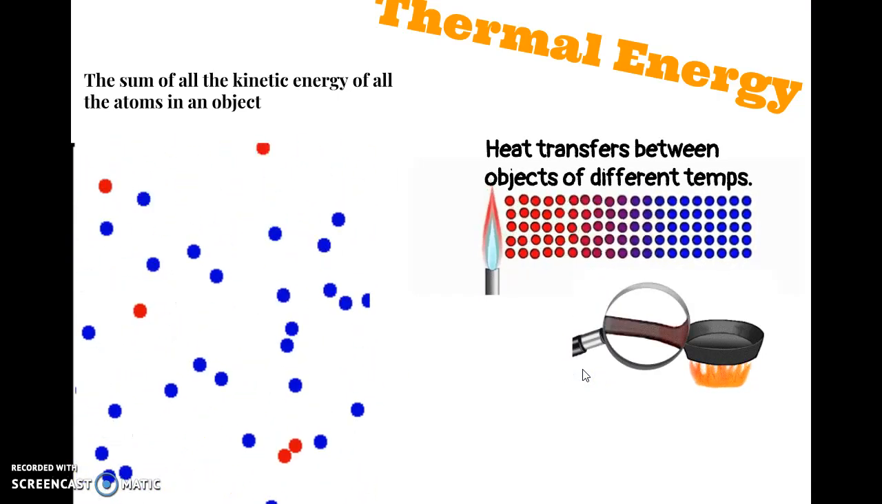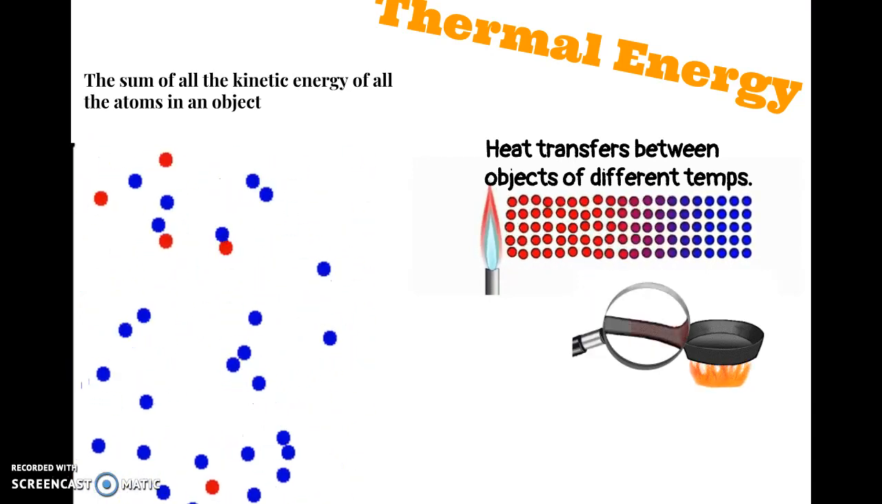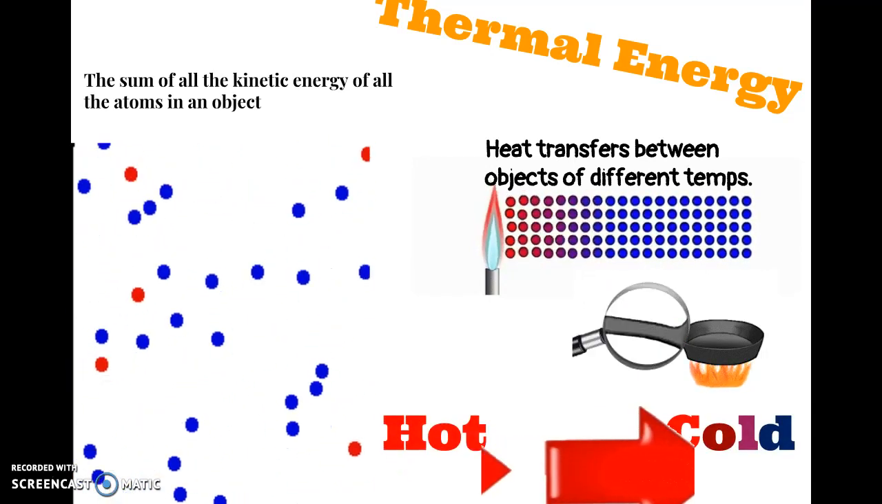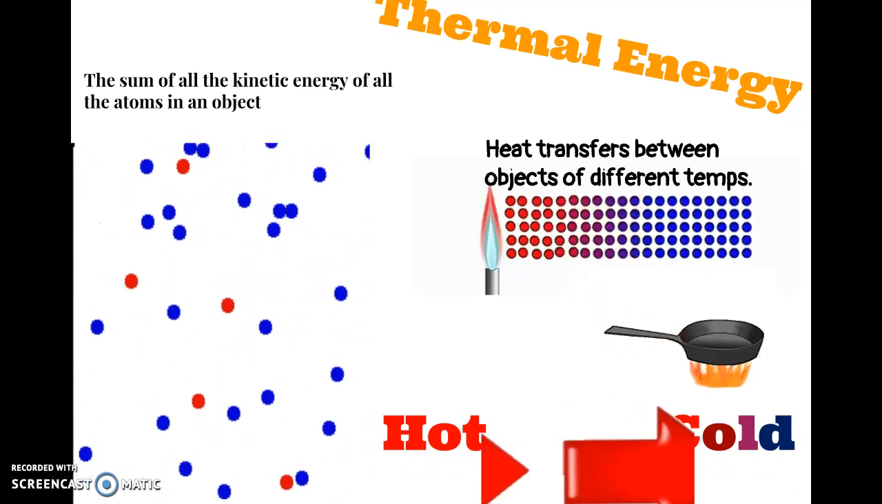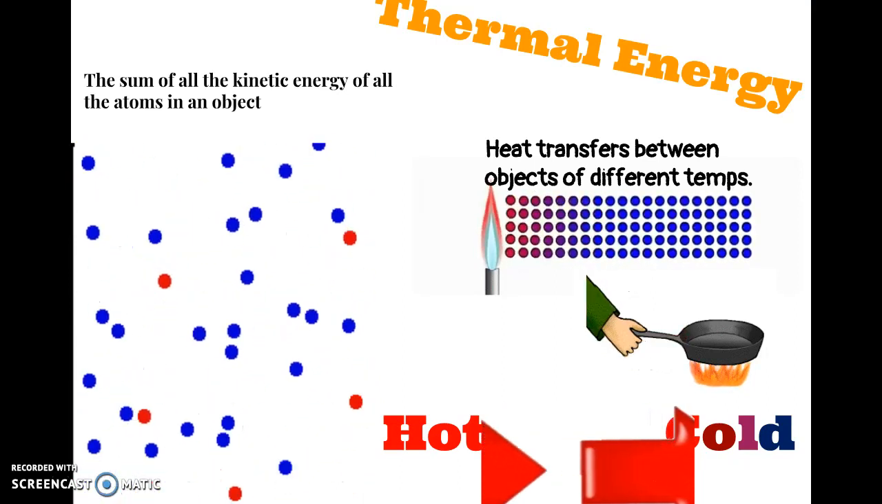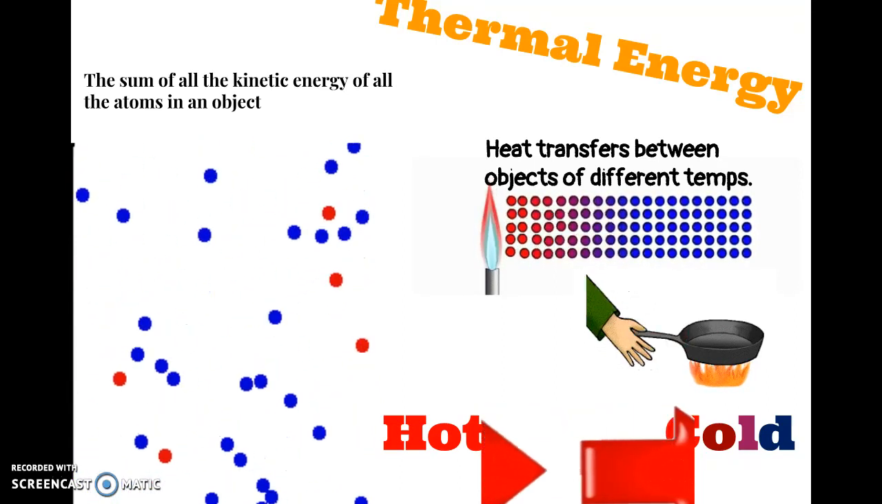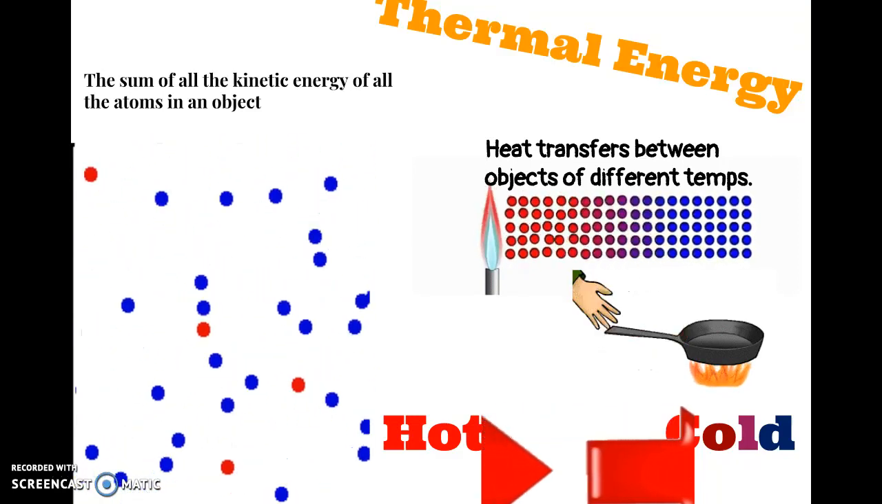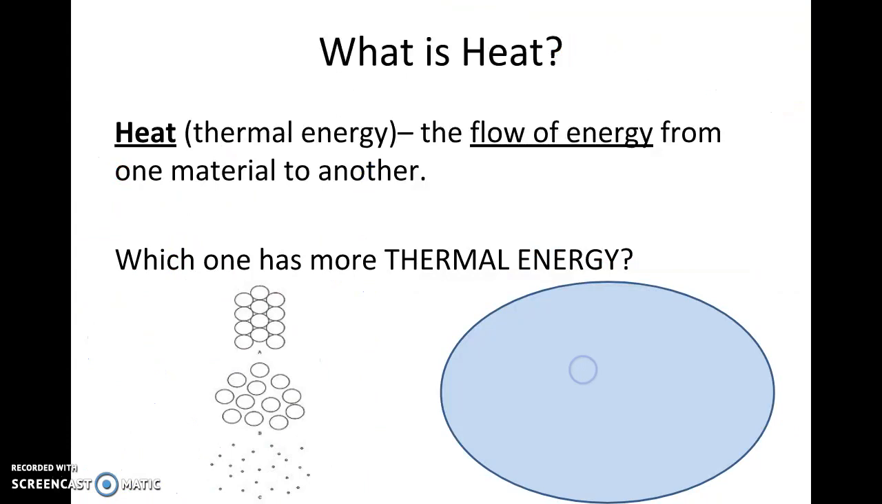Heat transfers between objects of different temperatures, and it always travels from hot to cold. So the hotter object will transfer the heat energy or the thermal energy to an object that is colder. It never goes from cold to hot. The energy is always traveling from hot to cold, and it will do this until it reaches thermal equilibrium. What is heat? Heat is thermal energy. It's the flow of energy from one material to another.